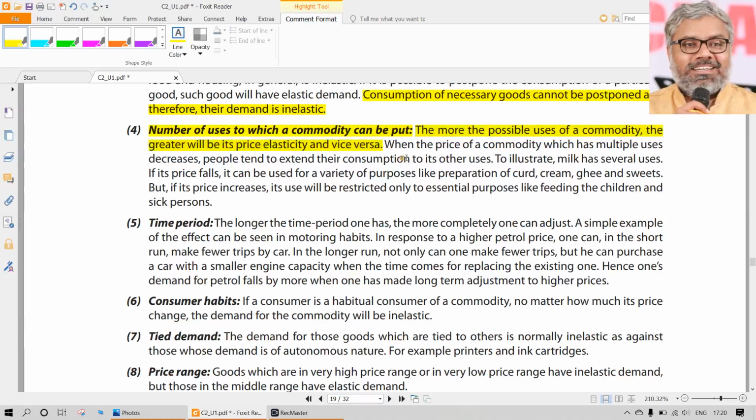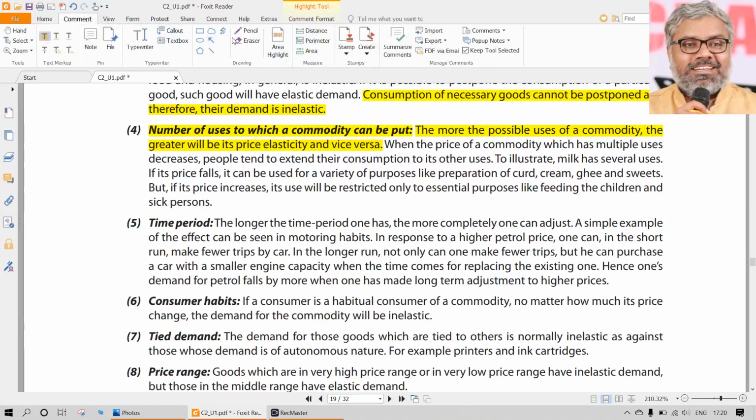So what happens here? When the price of a commodity which has multiple uses decreases, people tend to extend their consumption to the other uses also. When there are more possible uses of a commodity, the price elasticity also will be higher. Take this example, like we have taken earlier. Say the electricity prices have reduced drastically. Normally we use electricity only for running our household appliances: a television, refrigerator, washing machine, microwave oven, air conditioners, fans, tube lights, etc.